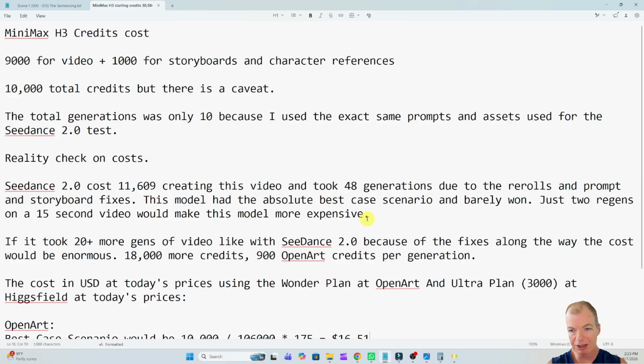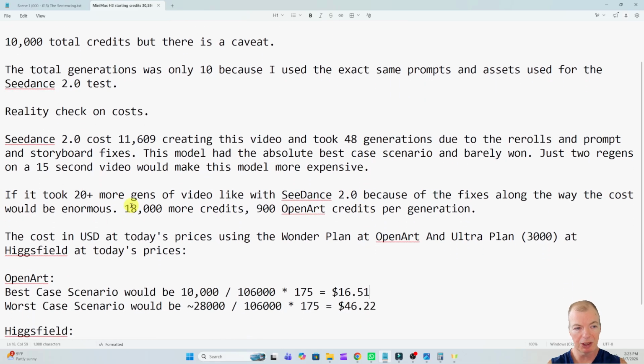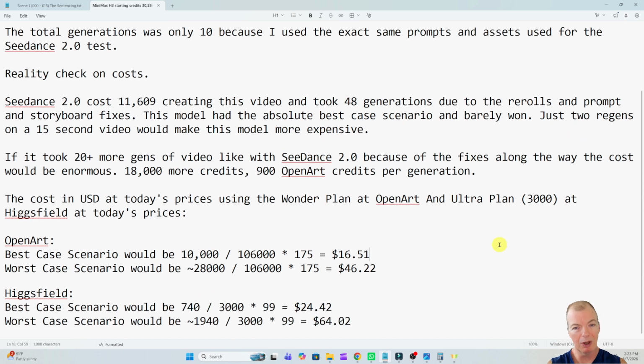And therein lies the problem, right? So if we were doing this from scratch and we had to do 20 plus more gens of the video like we had to do with Seedance 2, it would have added 18,000 credits to the price because it's 900 credits per generation. So what did this mean in US dollar costs?